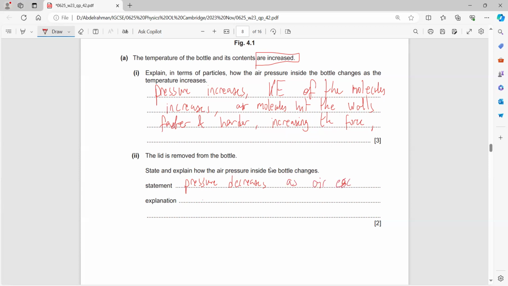Air escapes from the bottle. The pressure is now higher than the room pressure. Whenever I open the bottle, the air will leave, the high energy particles will leave the bottle until the pressure is equal to the surroundings, or to the surrounding pressure.